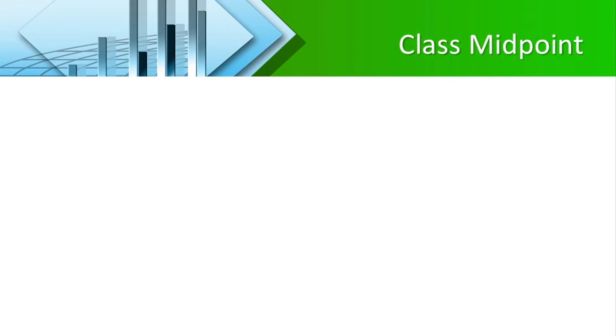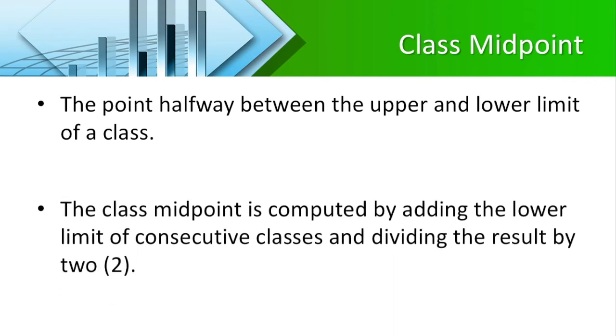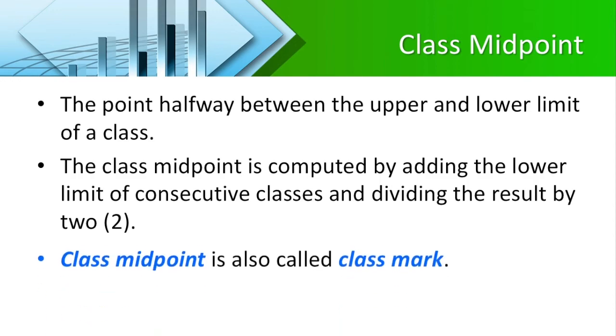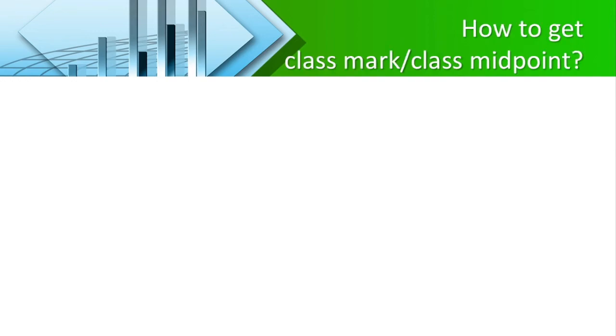What is class midpoint? The point halfway between the upper and lower limit of a class. The class midpoint is computed by adding the lower limit of consecutive classes and dividing the result by 2. And please don't forget, class midpoint is also called class mark. And how to get class mark or class midpoint?